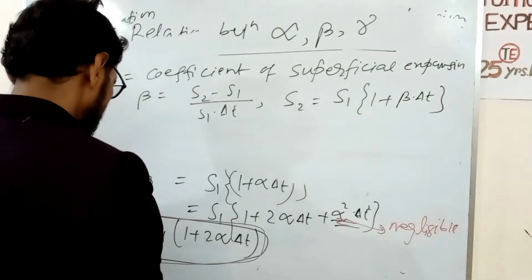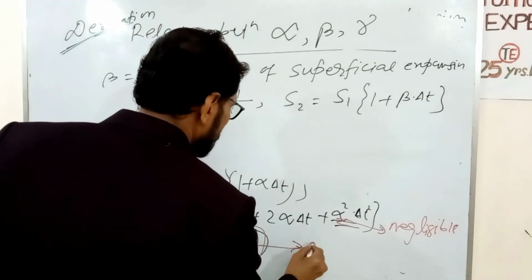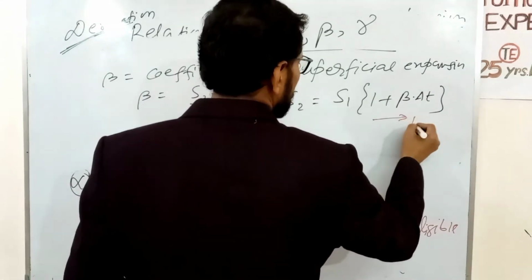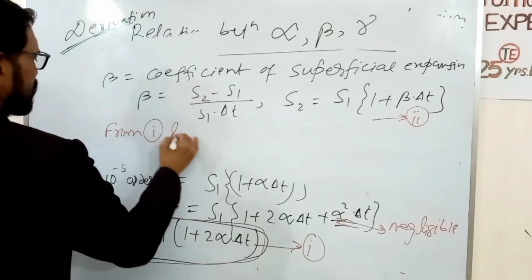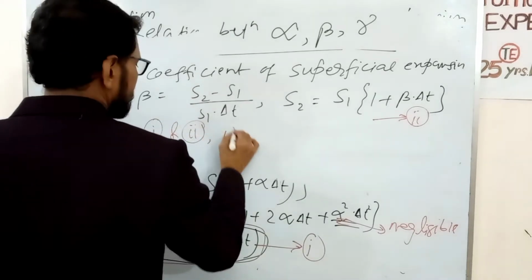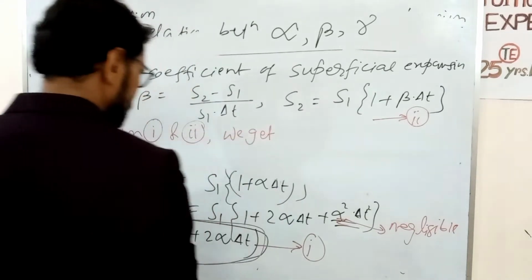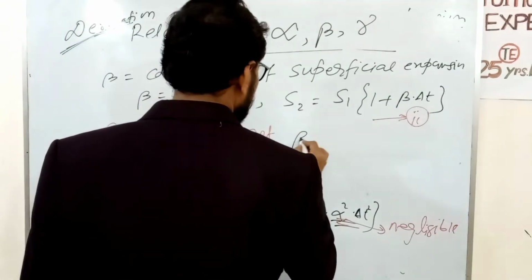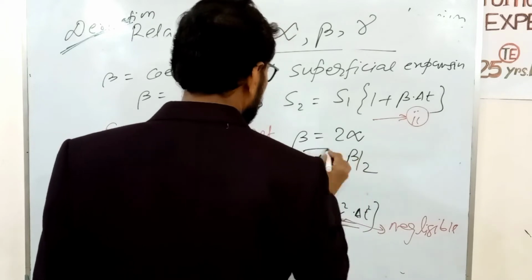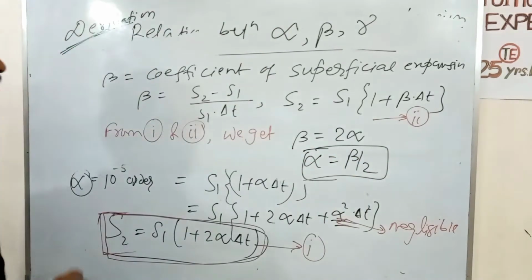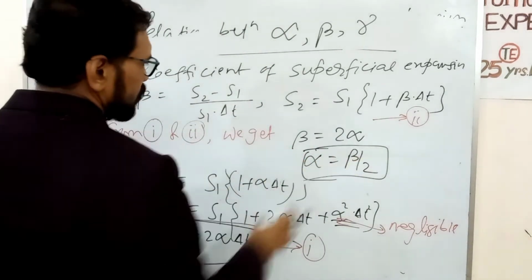So from this and this, suppose this is 1 and this is 2, from 1 and 2 we get beta equal to 2 alpha, that is alpha equal to beta by 2. This is the relation between alpha and beta: alpha equal to beta by 2.